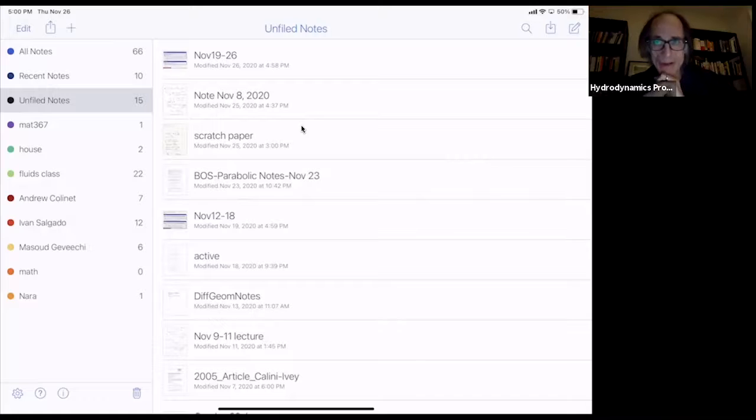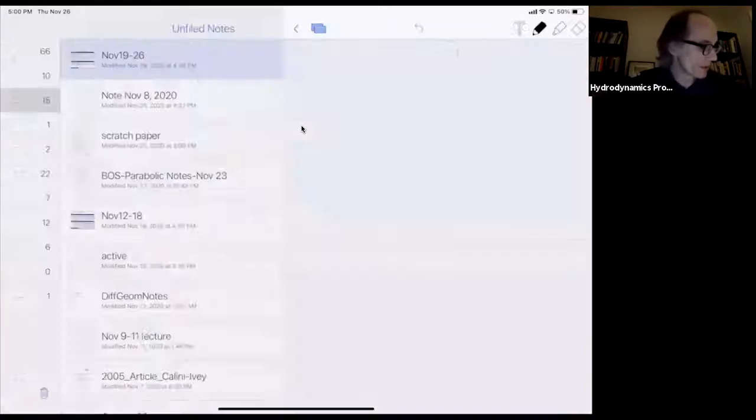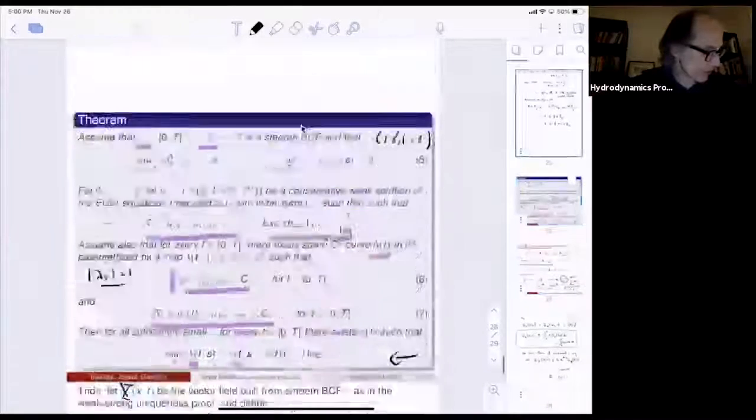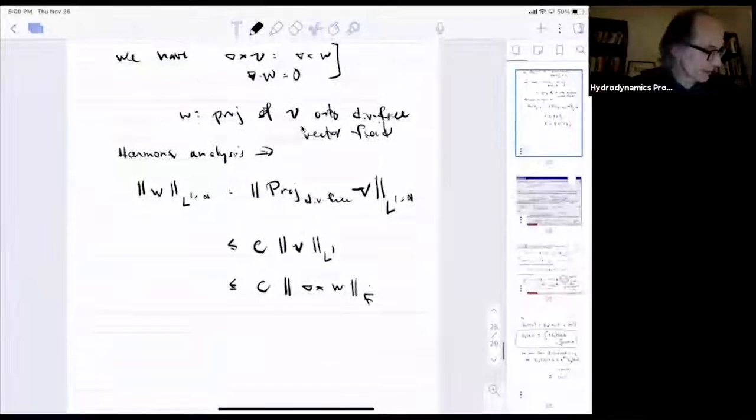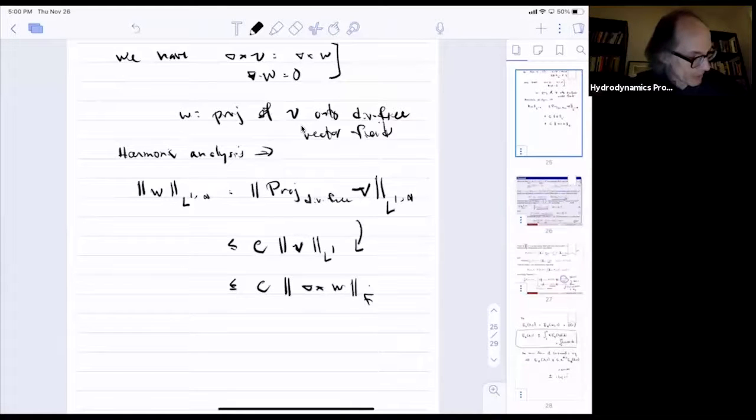And then the harder estimate is this one that allowed us to control this one. Right here. That this projection operation is okay. It's not bounded from L1 to L1, but it's bounded from L1 to the slightly weaker space. And you can write down what this is explicitly in terms of harmonic analysis, in terms of the Fourier transform.